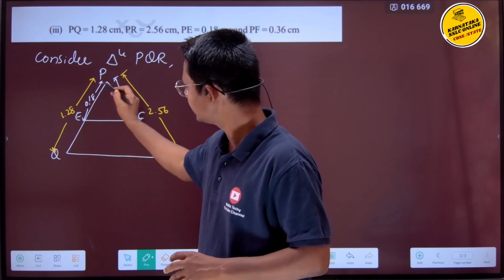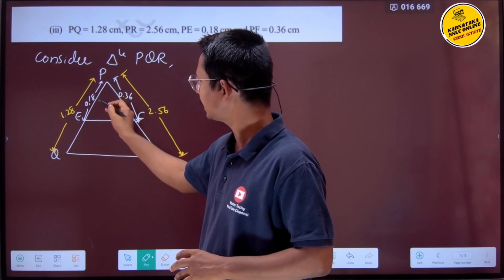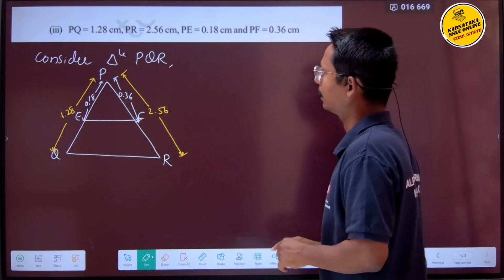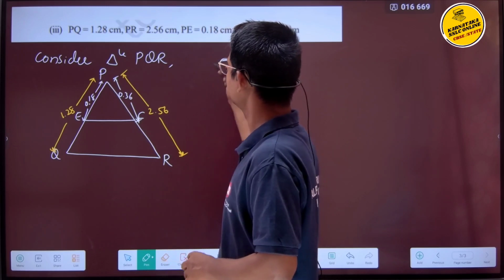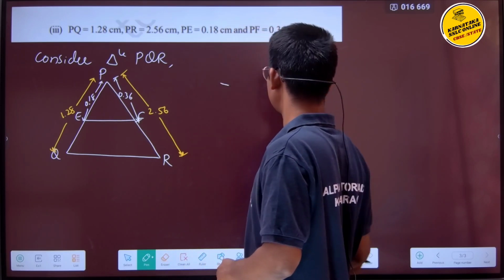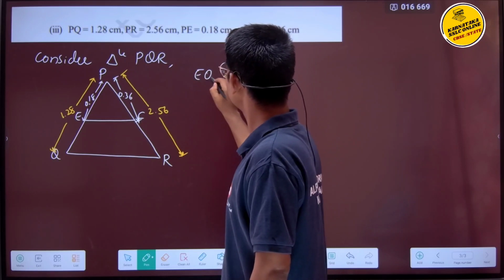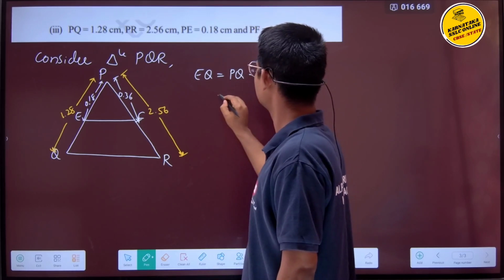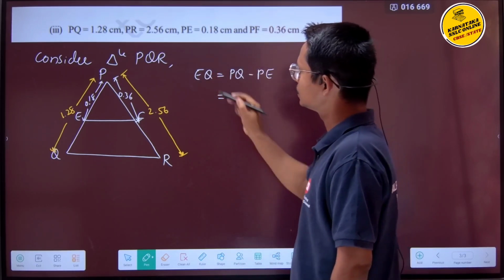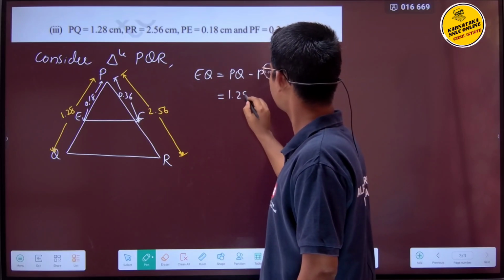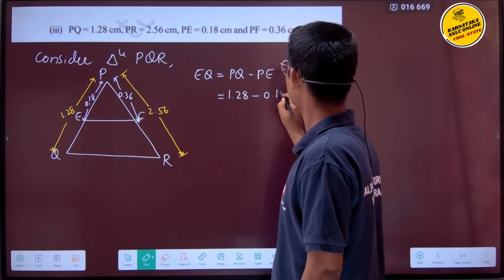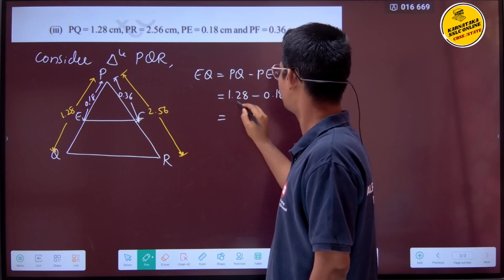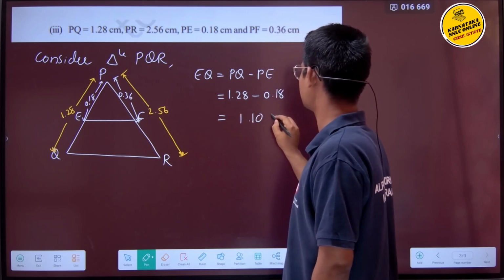But as a whole it is given. The length of the whole side and a part of the whole side is given, so we can find the other part. First we will find the other part. How? You can find EQ as PQ minus PE, correct? Now you can get the part from the whole, isn't it? So PQ is 1.28 minus PE is 0.18. Now 8 minus 8 is 0, 2 minus 1 is 1, 1 minus 0 is 1, so 1.10.